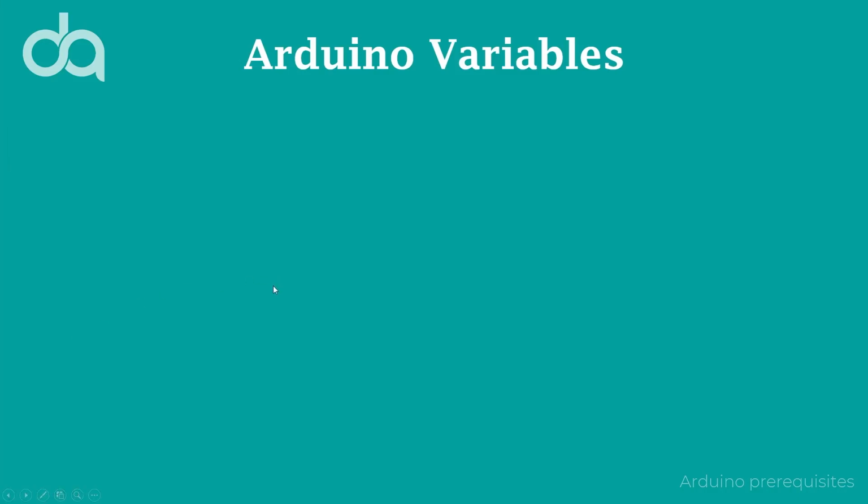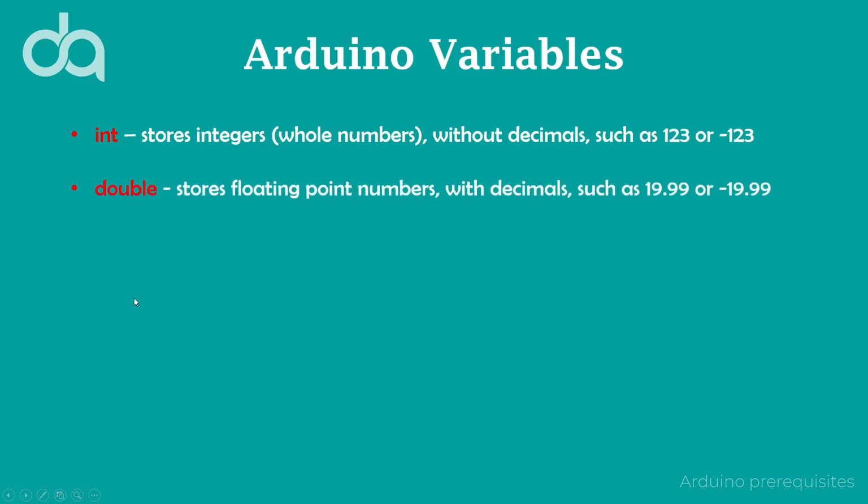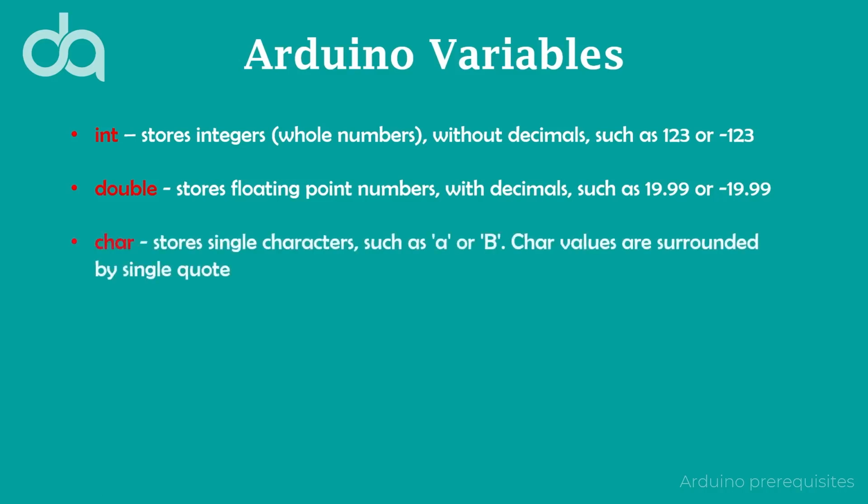The first variable is integer. It stores integers, whole numbers, without decimals, such as 123 or minus 123. The second one is double. It stores floating point numbers with decimals, such as 19.99 or minus 19.99. The third one is char.